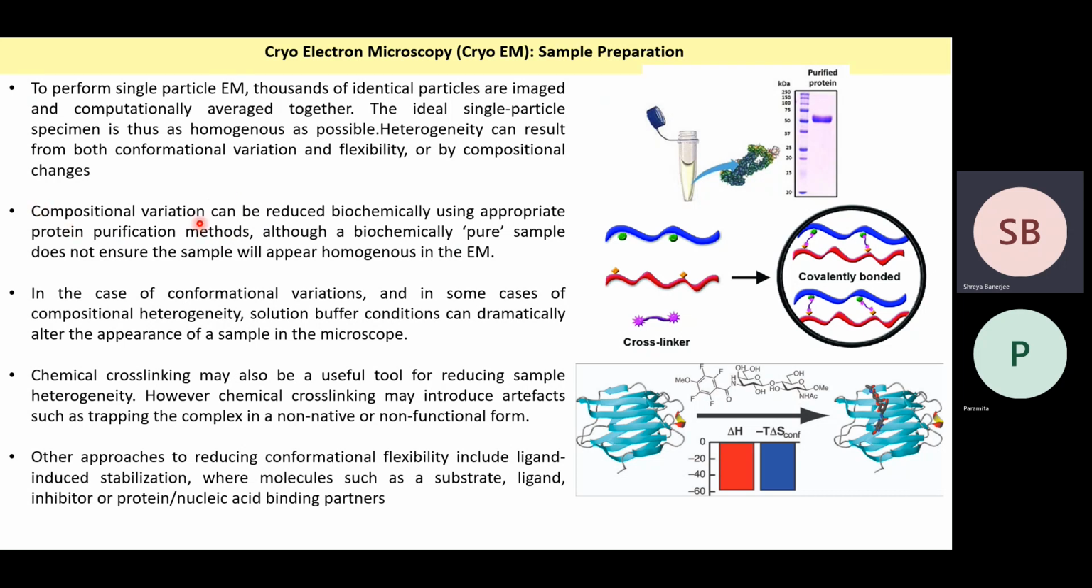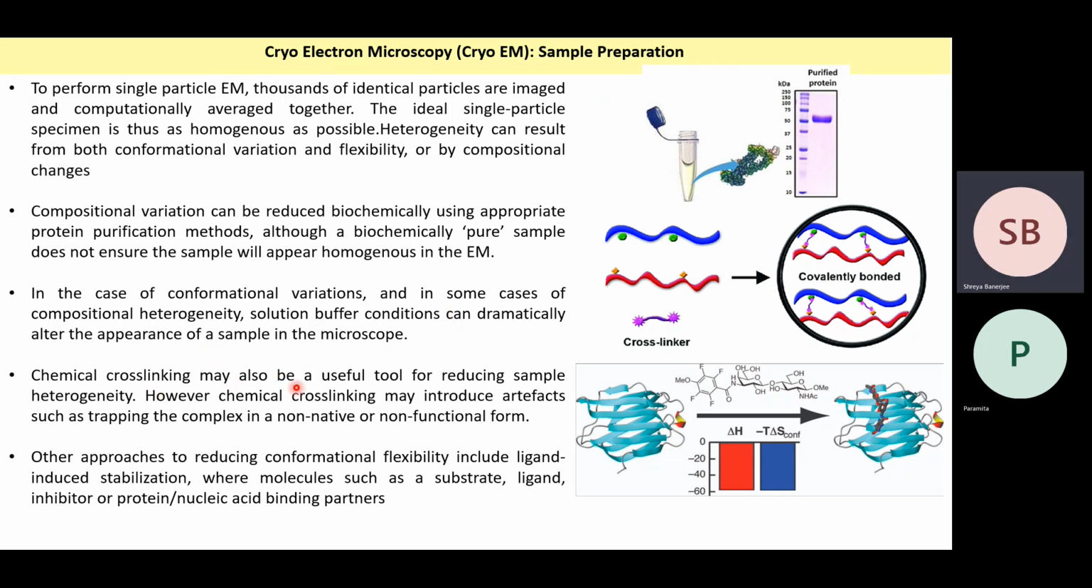But even this does not ensure that the sample will be homogeneous in the electron microscope. The greater problem comes from conformational variations. Like suppose you have a protein which has a long side chain of amino acids. The side chain can occupy any conformation. And so because of this difference in conformations, the electron microscopy will give a blurry image. So it is necessary that this conformational variation is also reduced. For this, an optimum buffer condition needs to be found where the conformational variation is minimum.